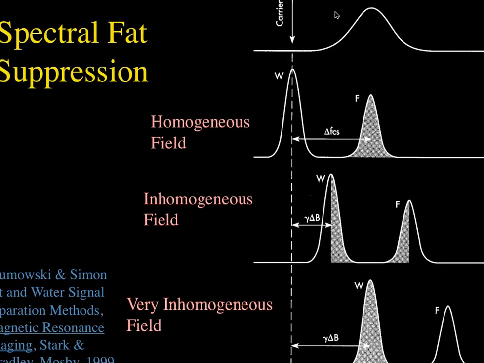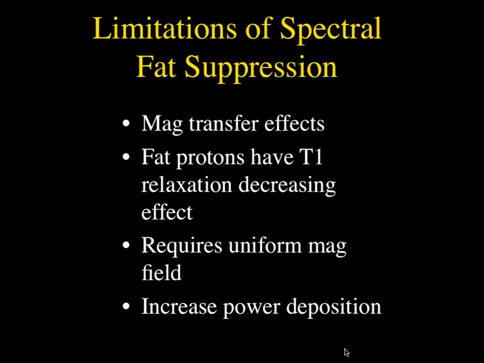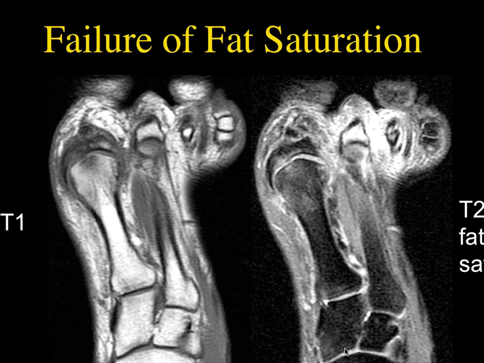And this just shows an example. If this is the water peak and that's the fat peak, there's where we put the sat pulse. It should just suppress the fat and not the water. But if the field is abnormal, we can suppress part of both. Or if we have very low field in that particular area due to inhomogeneity of the field, we can just suppress the water. And those are the main things.